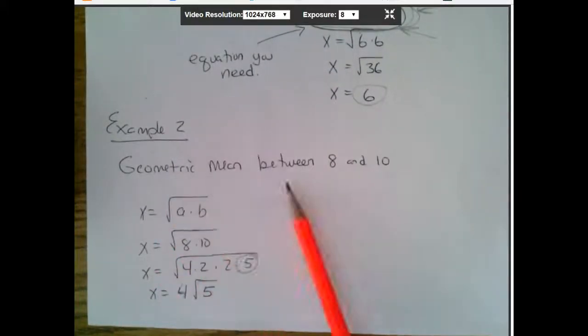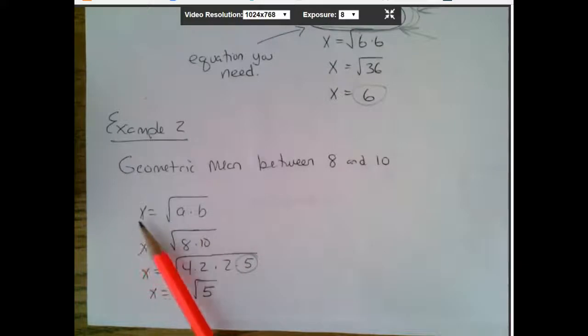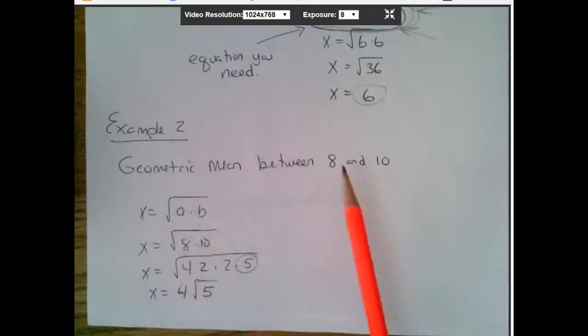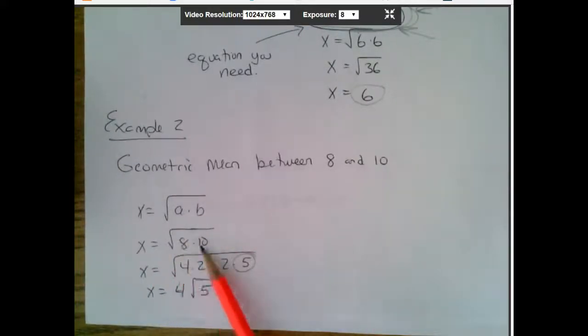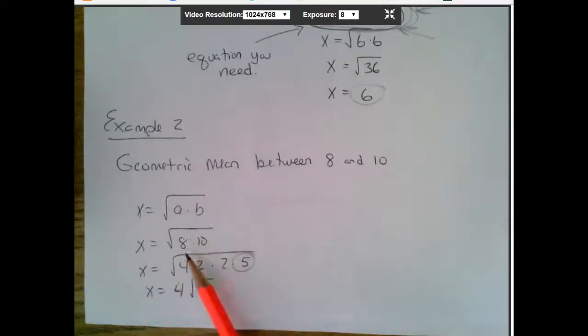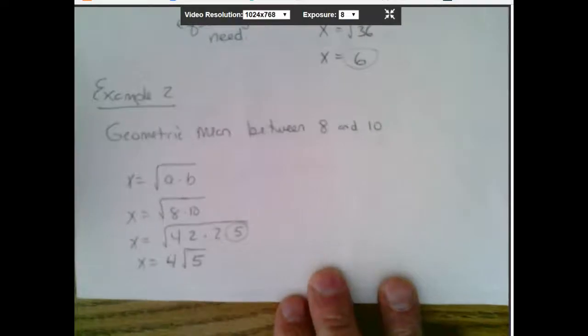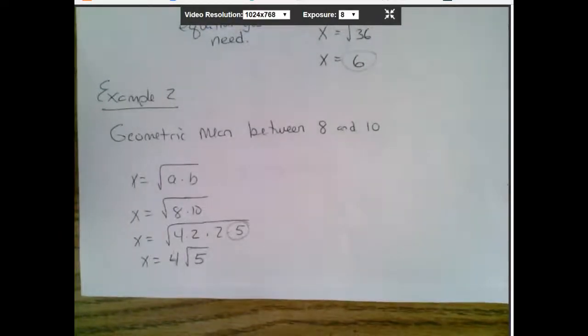So the geometric mean between 8 and 10. Okay, so then we just put in x, and we've got a and b. There's a and b: 8 times 10, square root of that. We can see 80 is not going to be a perfect square, so I'm going to mess around with it a little bit so we can pull a square root out of it and get a simpler answer. So here we have 8 times 10, but then we can write 8 as 4 times 2, and we can write 10 as 2 times 5, and we're looking for perfect squares here.